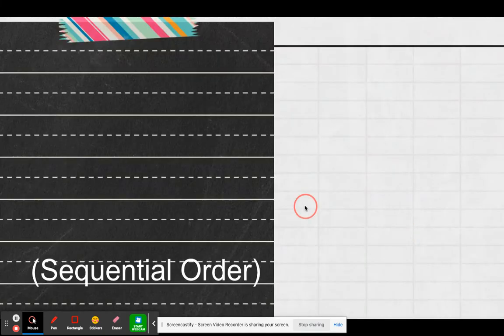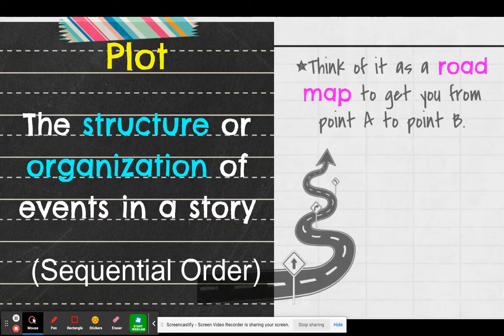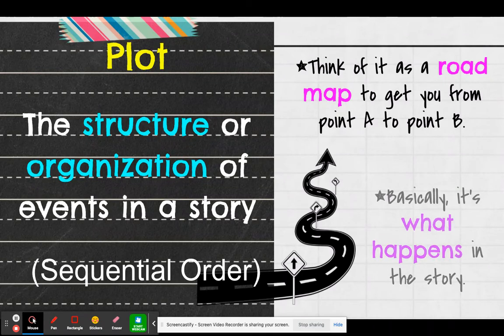Okay, so plot is the structure or organization of events in a story. It goes in sequential order. It has to go in order or the story is not going to make sense. Think of it as a roadmap to get you from point A to point B. It's basically what happens in the story. That is what plot is.